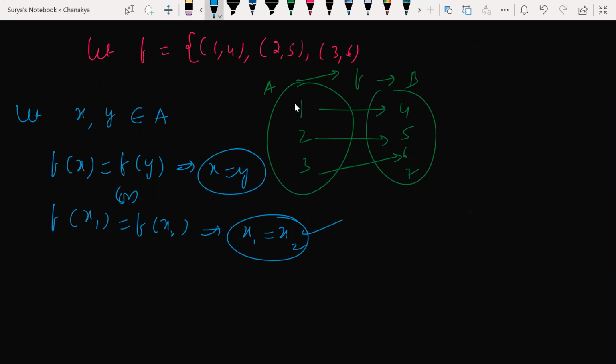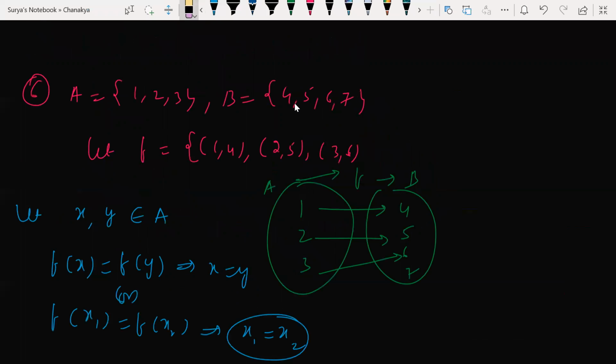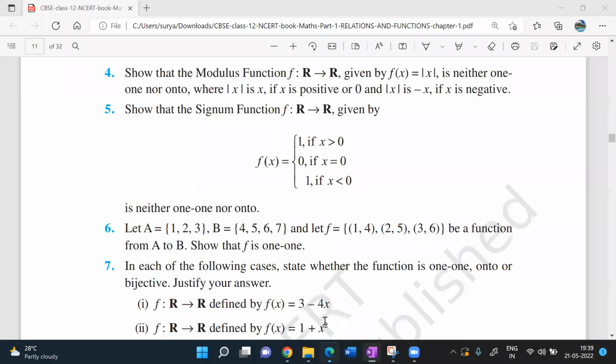Now, very simple. I don't want to go through all this. Just by looking at the diagram itself, I can say that it is a one-one function. Why? Because every element of the domain has a unique and distinct image. Look at this: 1 to 4, 2 to 5, 3 to 6. Everyone has unique and different images. Very simple question. You will not get this type of question in the exam for sure, but for understanding purposes, I'm teaching all this.